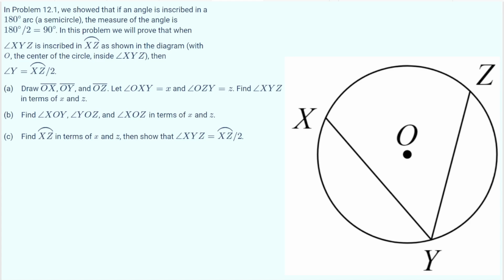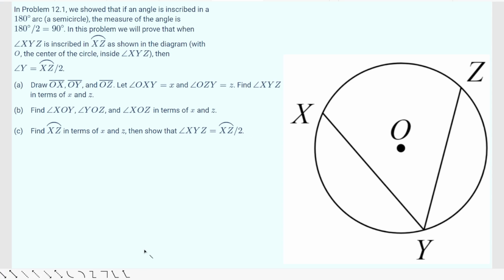Well, let's see. So this is going to be our investigation on whether this is always going to be true. We have this inscribed angle XYZ, a circle with center O, and we're trying to show that this angle XYZ is equal to half of the arc XZ, half of that arc it's intercepting. So to start us out, we're again going to draw some lines from the center of the circle to our 3 points of interest. So OX, OY, and OZ.